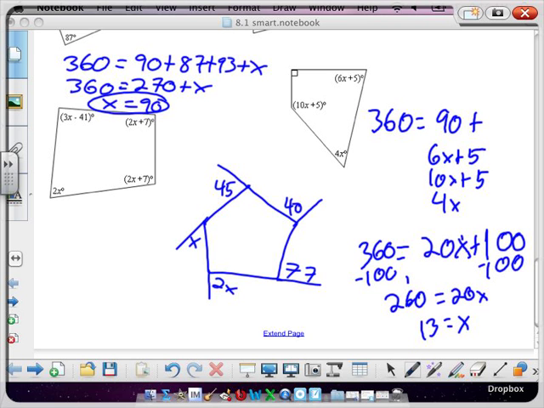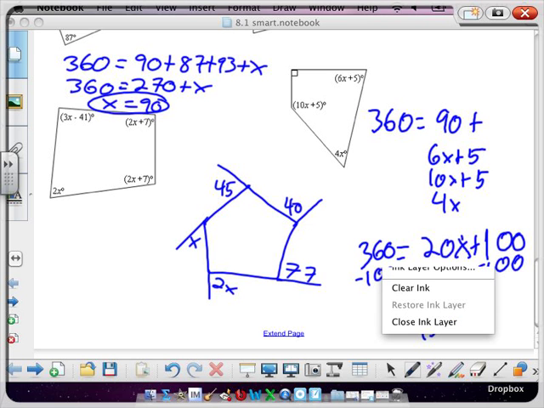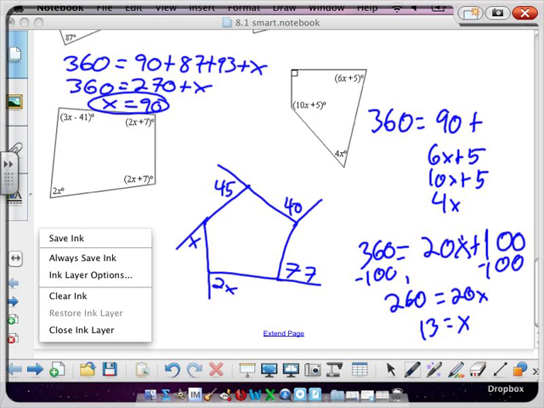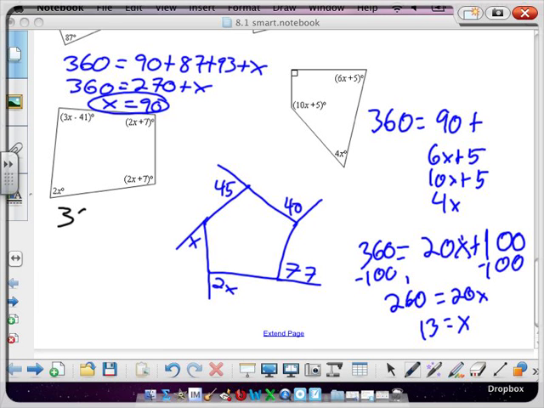Okay, we've got 2 more problems I want to do. We're going to look at this one. The exterior angles of any polygon add up to what? 360. So 360 equals 45 plus 40 plus 77, plus x plus 2x. You had to add this one to your paper. Okay, so I'm going to get 3x equals 7, 8, 9, 10, 11, 12.